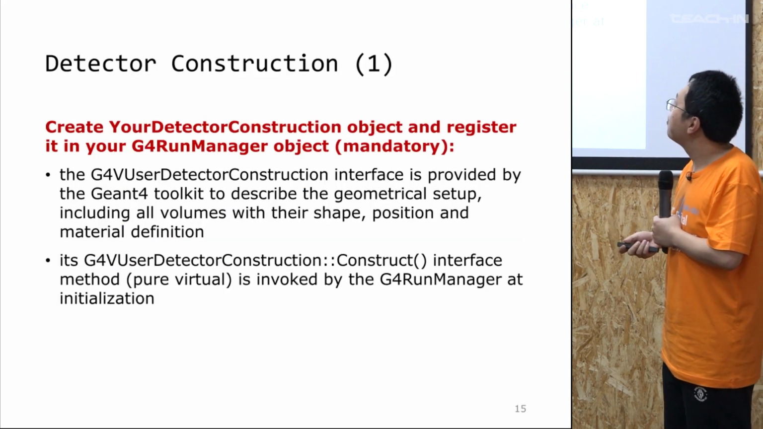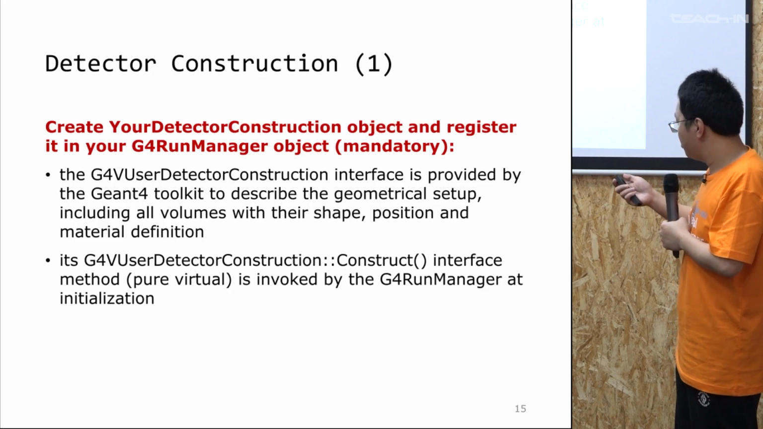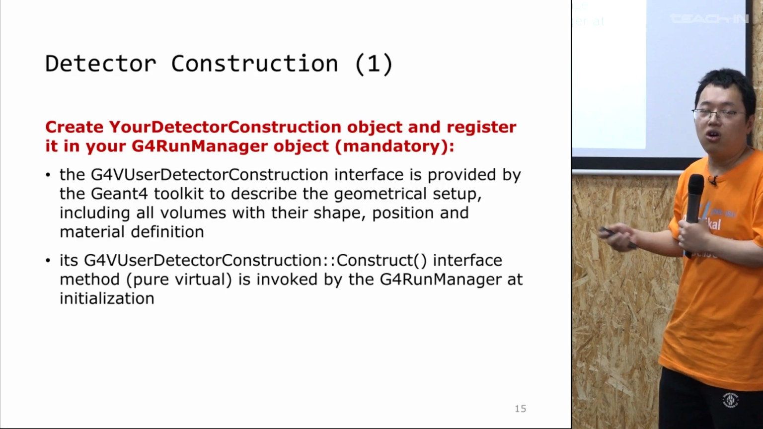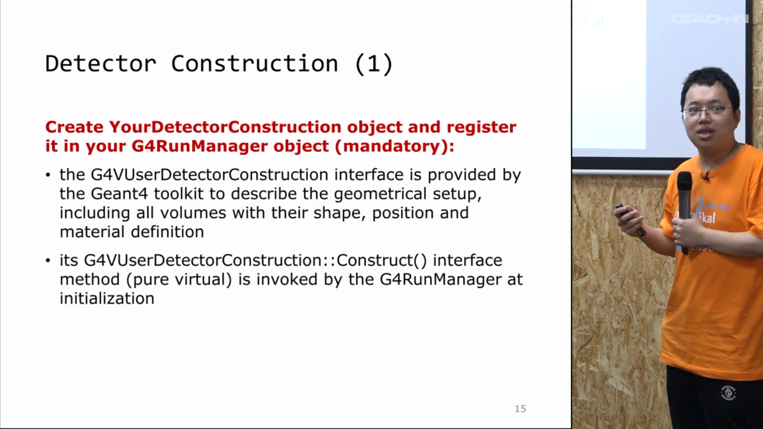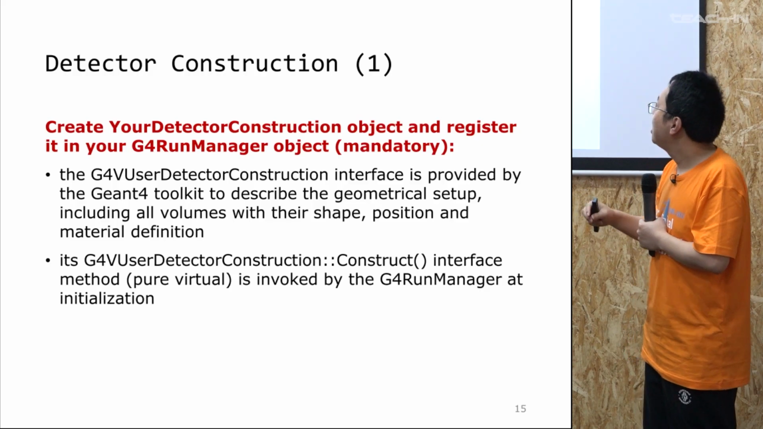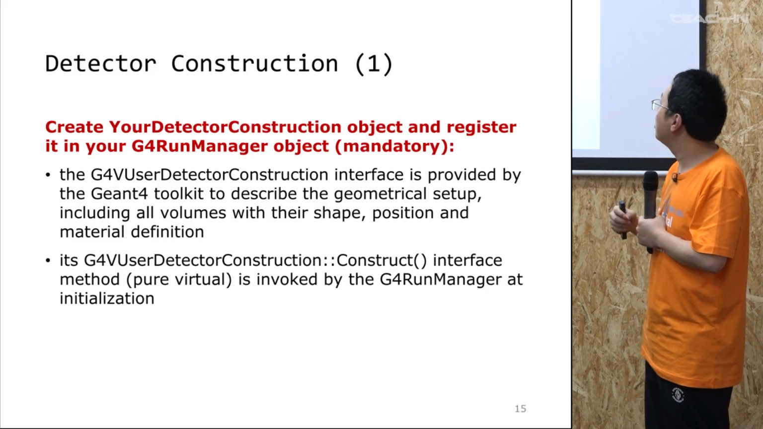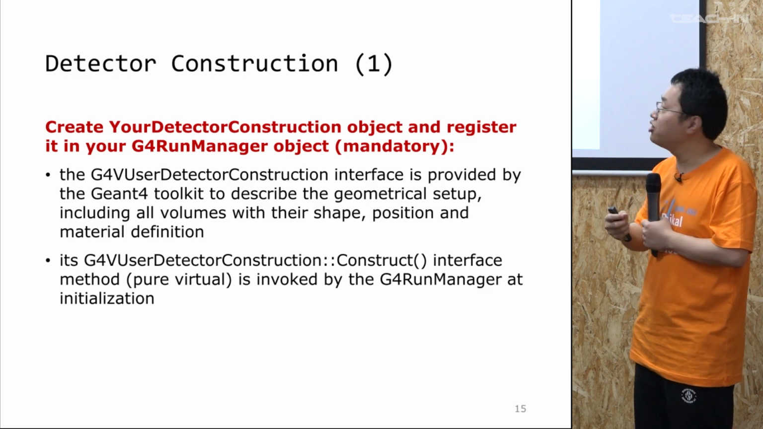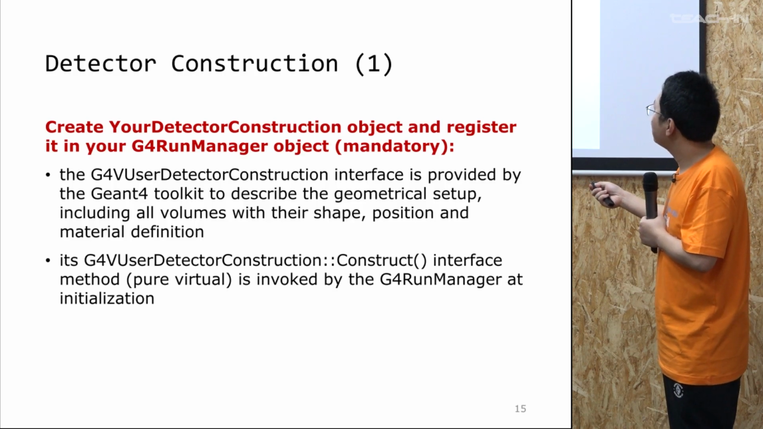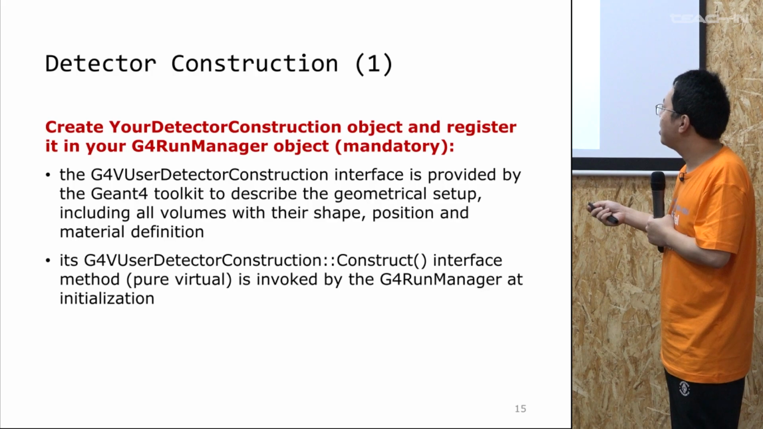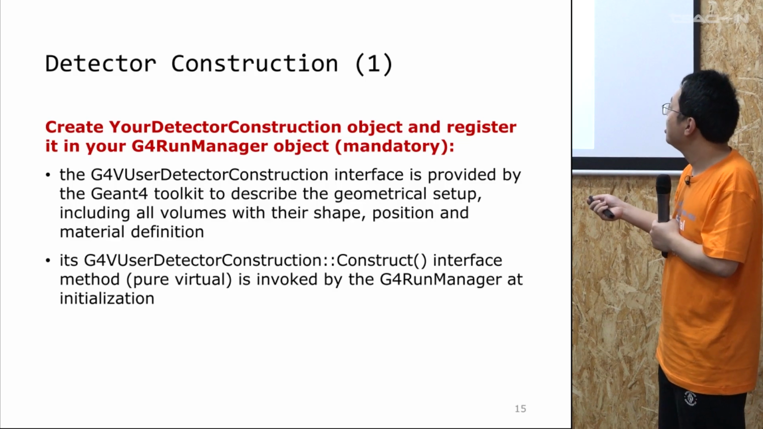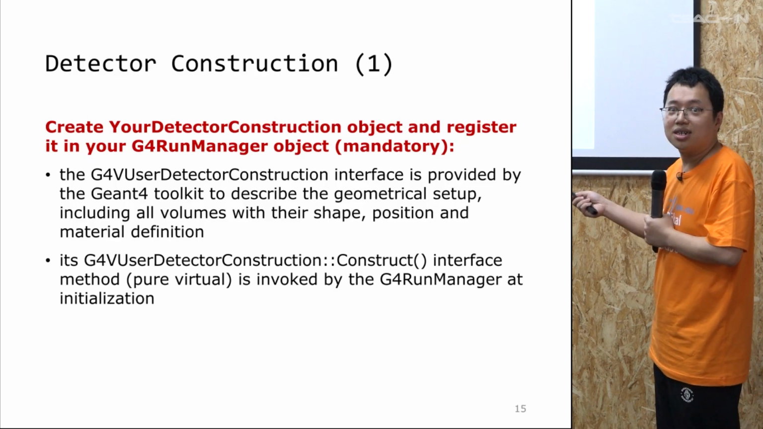Okay, so for the detector construction, what you need to do is derive from the base class and then construct your own detector construction object. You have to describe the complete geometry setup, including the shapes, the materials, and also the positions. There is a function called Construct. This is a pure virtual method which will be used by the Geant4 Run Manager, so you have to do all the things inside this Construct.